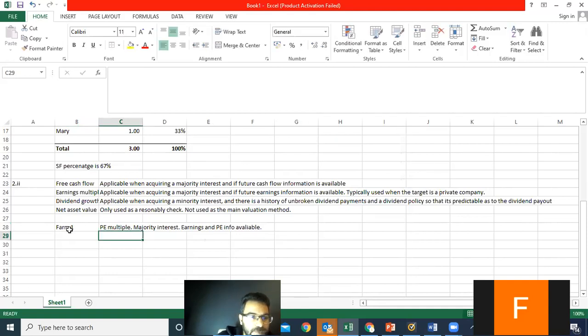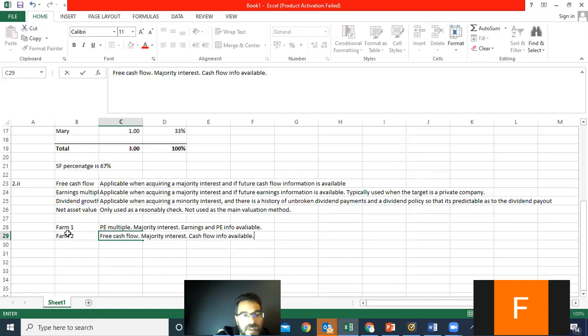Form 2, what are we going to say? Free cash flow. Why? Majority interest. Cash flow info available. That's the reasoning. Okay, so just take note of that.